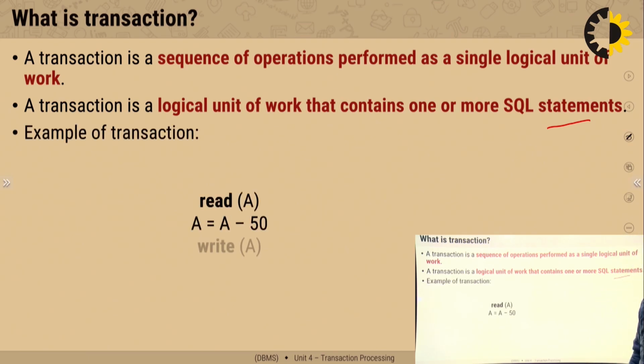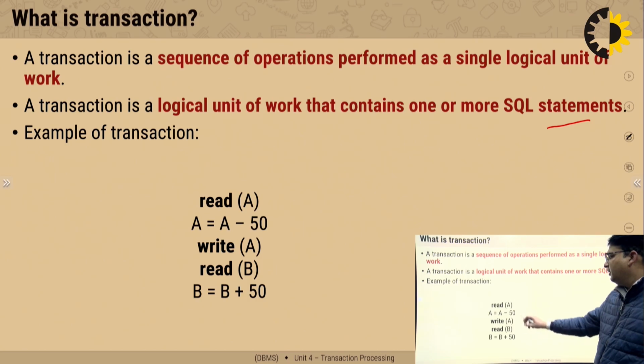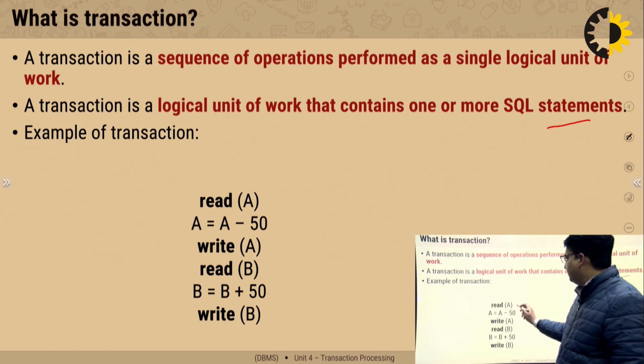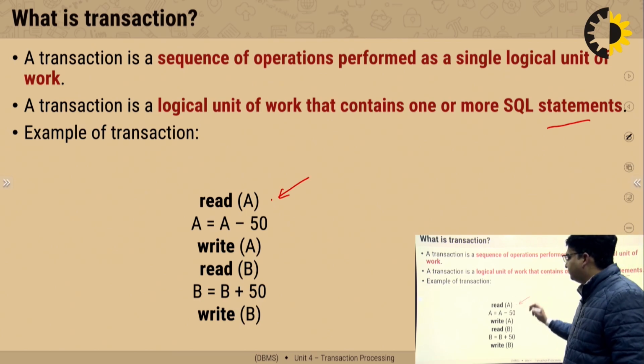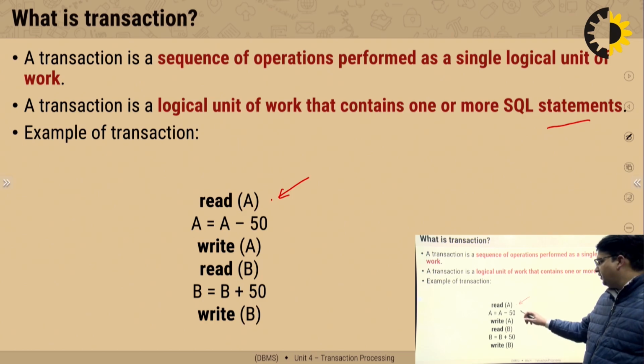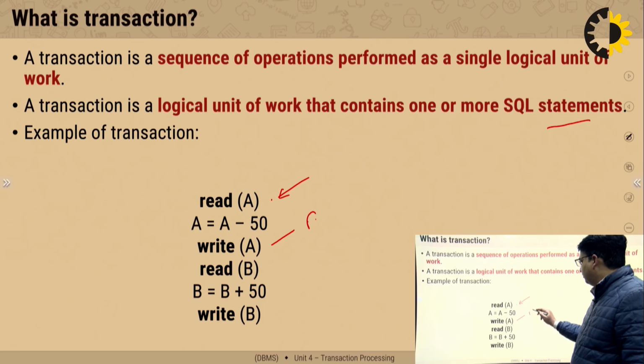Let us consider an example of a transaction. Suppose there is a transaction which transfers 50 from A to B. So let us see how to write this transaction. This is a read command. Read A means we are fetching the value of the data item A from the disk to the buffer. Now we have applied the update operation. After that we write A. So write A basically transfers the updated value of A from the buffer to the disk.